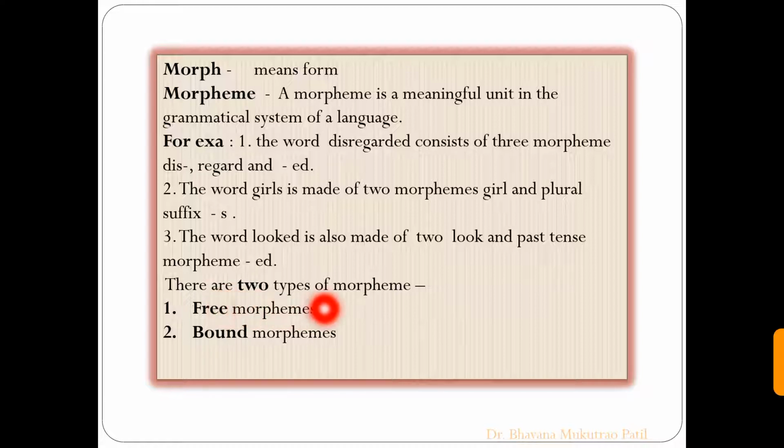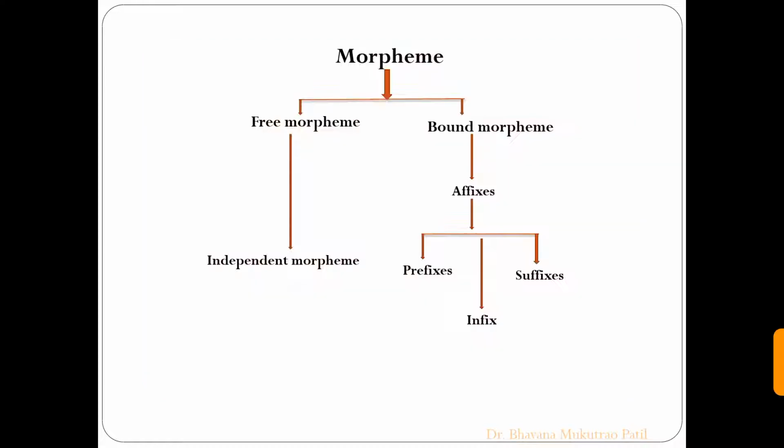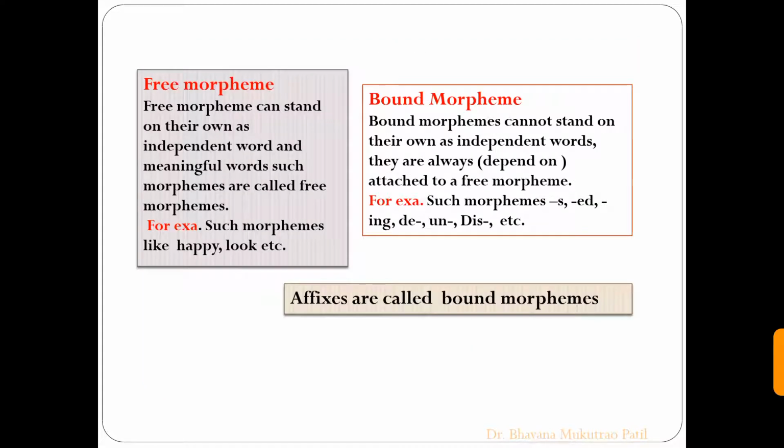There are two types of morpheme, free morpheme and bound morpheme. Let us see free morpheme first. A free morpheme is an independent morpheme. It is meaningful. It can stand on its own as an independent and meaningful word. Such morphemes are called free morphemes.